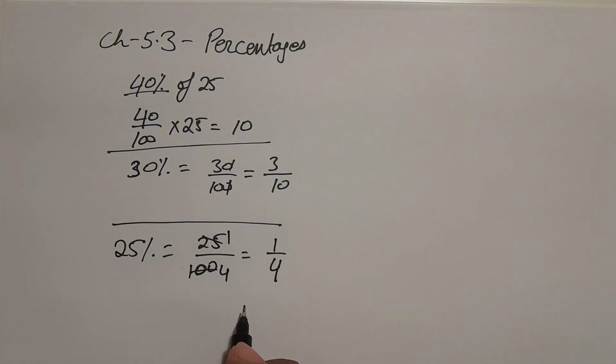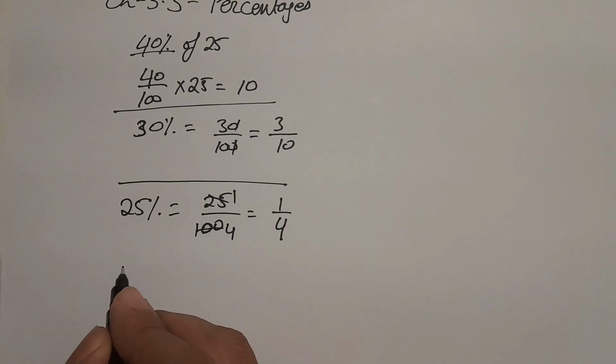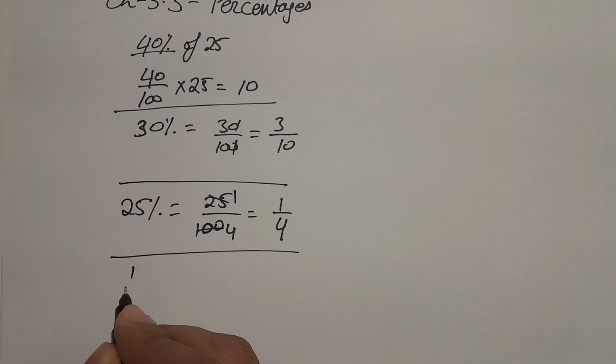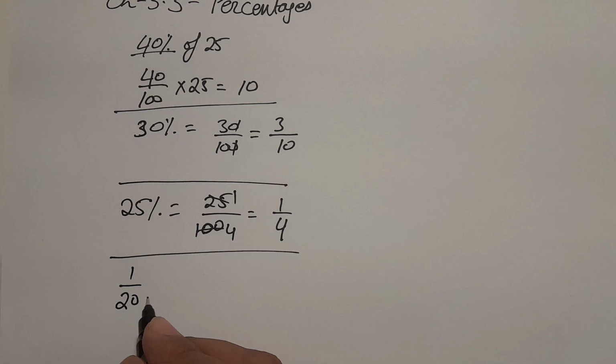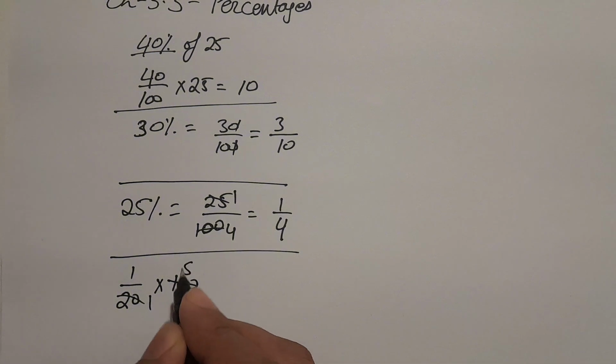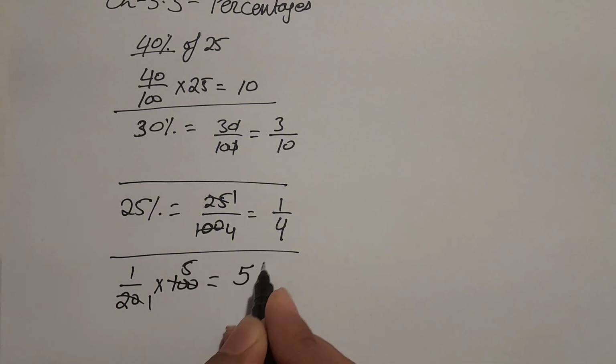And then if we have to convert fractions into percentages, what we will do is, if we have 1 over 20, we will do 1 over 20 multiplied by 100. So 20 ones are 20, 20 fives are 100. So this will be 5%.